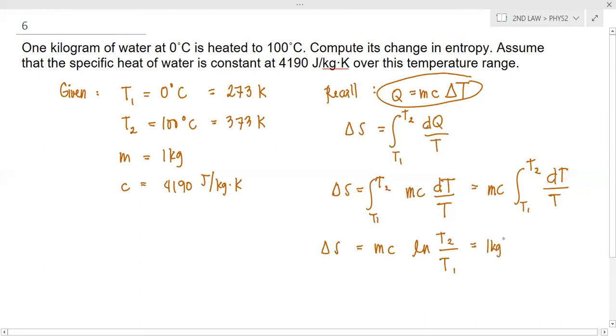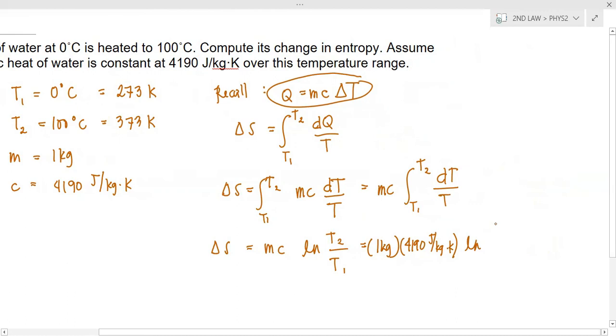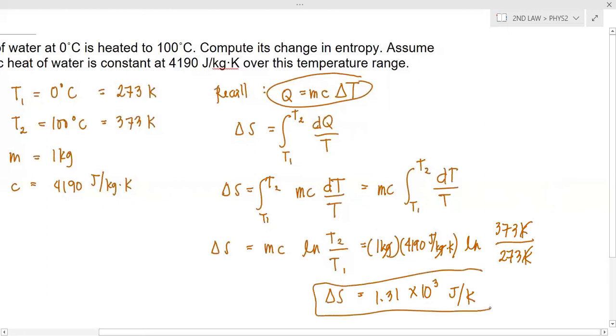We have 1 kilogram for the mass, and then our specific heat, which is 4,190 joules per kilogram times Kelvin. Our ln of our T2, that is 373 Kelvin, over 273 Kelvin. I think you can look for the ln button on your calculator. Calculating this, you will obtain 1.31 times 10 raised to 3 joules per Kelvin. So this Kelvin here will cancel out, the kilogram will cancel out. We'll be left with the unit J over K. So this is now our change in entropy for this problem.